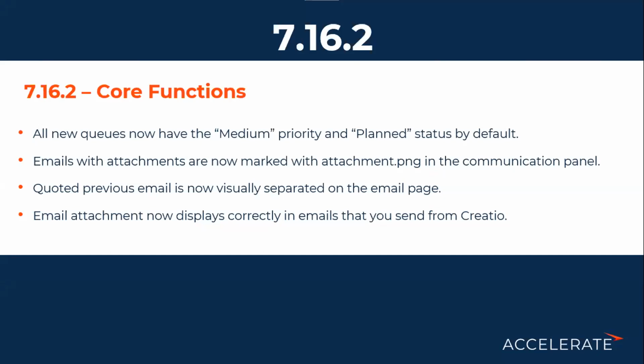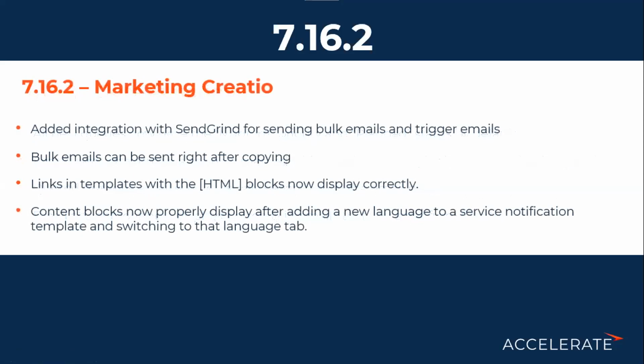In terms of core functionality, I'm not going to read everything, but basically, if you have worked on new queues, so if you have created a queue object for, say, orders or leads or activities that are not standard, or even if you create a new queue for case management, prior to this, you had to put the status and priority. Now we pre-populate them by default. Any attachments in the emails now get a nice little attachment icon in the communications panel. And email attachments are now displayed correctly as you send from Creatio.